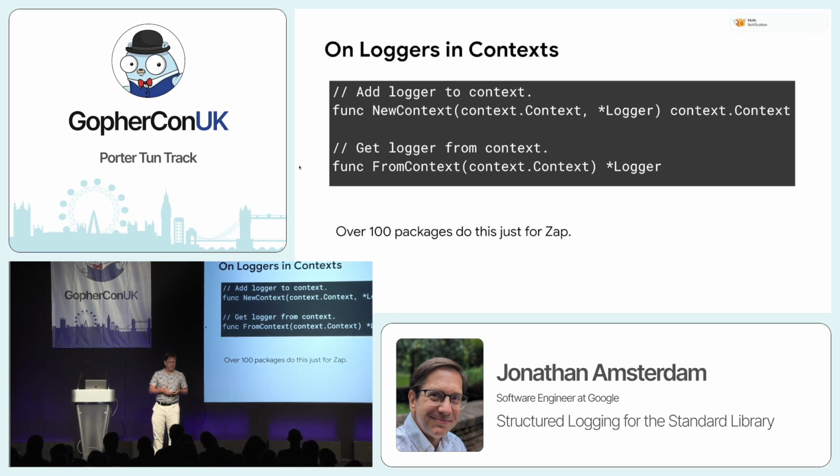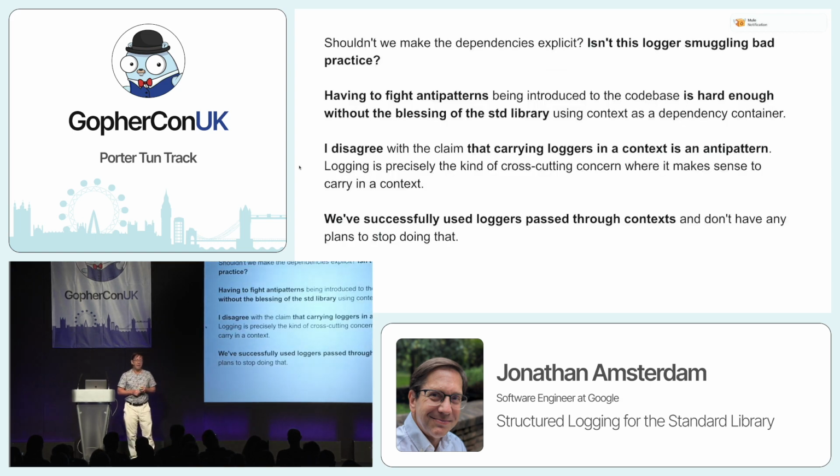And it's useful because you can plumb a logger through multiple levels of code that don't care about logging until you get to something that does care about logging, since you're probably passing a context along anyway. And by my rough count, there's already 100 packages that do something like this just for Zap alone. But this got a lot of negative comments. Logger smuggling, anti-patterns, hard enough to find anti-patterns when the Go standard library is supporting these, blessing them. Other people said it's fine, and we do it all the time.